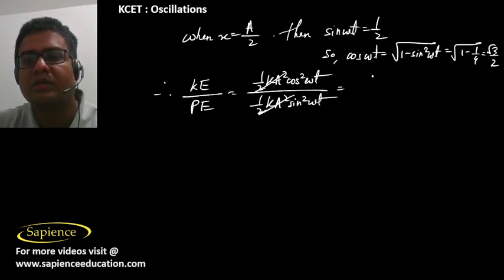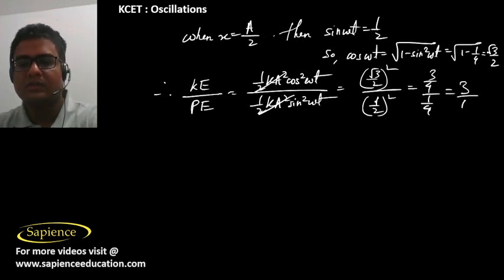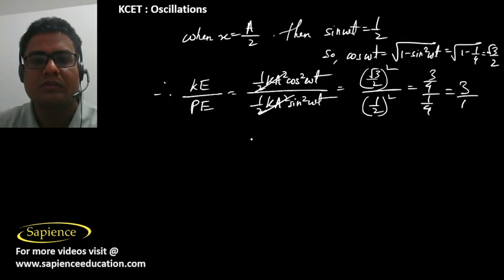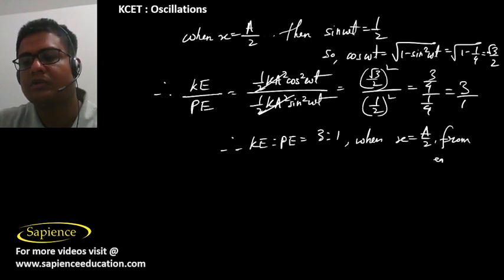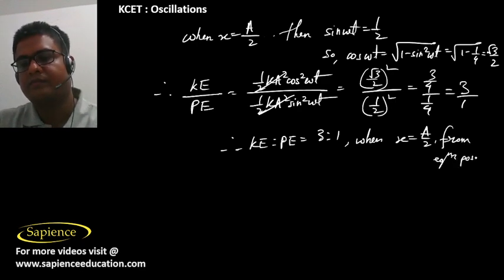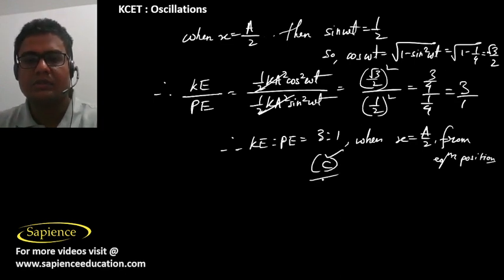So cos omega t, that is root 3 by 2 whole square, and sine omega t, that is half whole square. So that is 3 by 4 divided by 1 by 4, which is equal to 3 by 1. So the ratio is 3 is to 1. Therefore kinetic energy is to potential energy equal to 3 is to 1 when x is equal to a by 2 from the equilibrium position. So therefore the answer is option C. Option C is the correct answer.